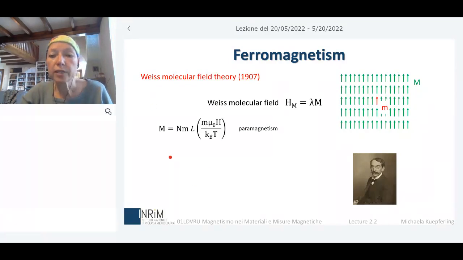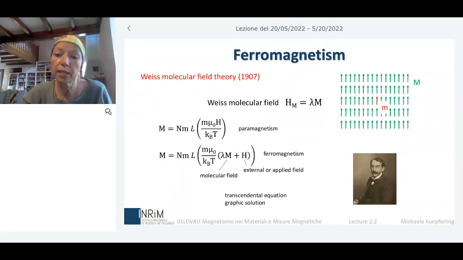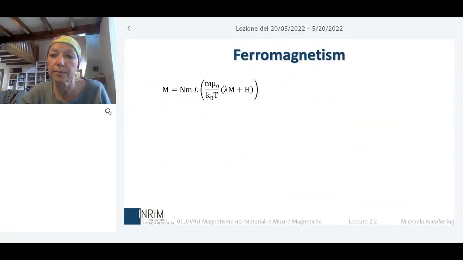So applying Langevin theory now to a ferromagnet means that in the argument of the Langevin function, we have not only the magnetic field that is applied from outside, but of course we have also the magnetization. So this Weiss molecular field is a field that is proportional to the magnetization. At this point, this equation here, unfortunately, becomes a transcendental equation, and we can only solve it graphically. And this I will show you in the next slide. So give a look to this next slide.